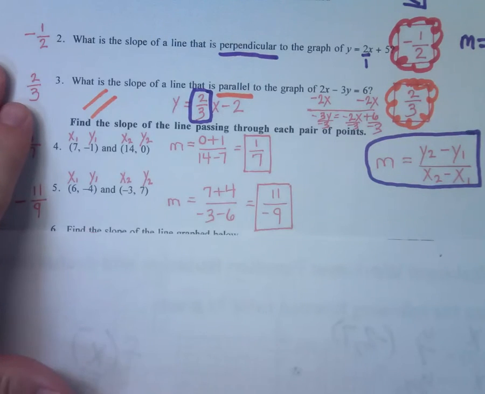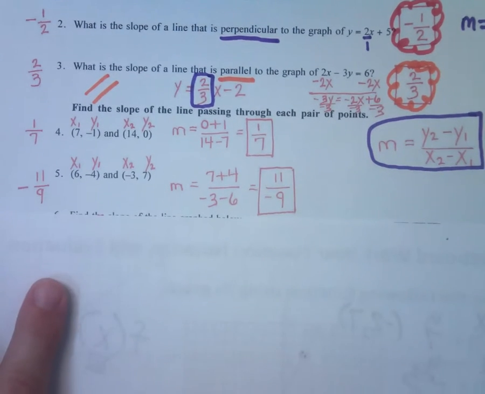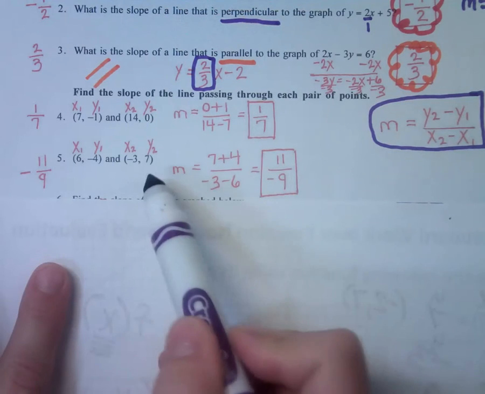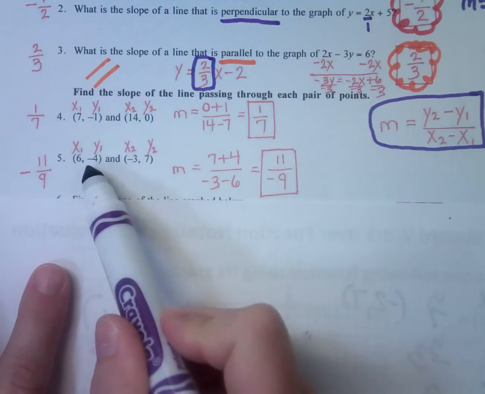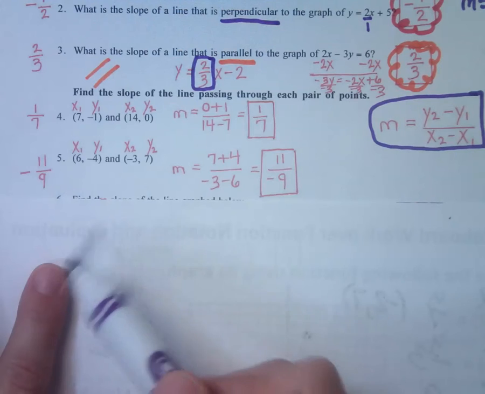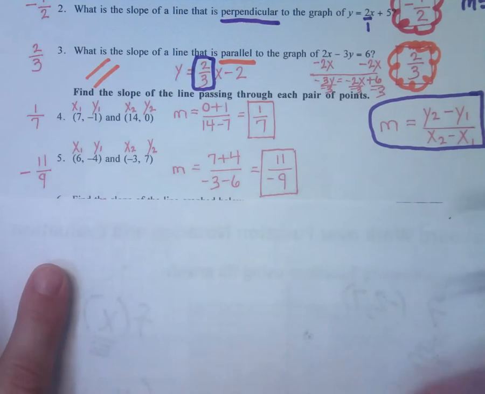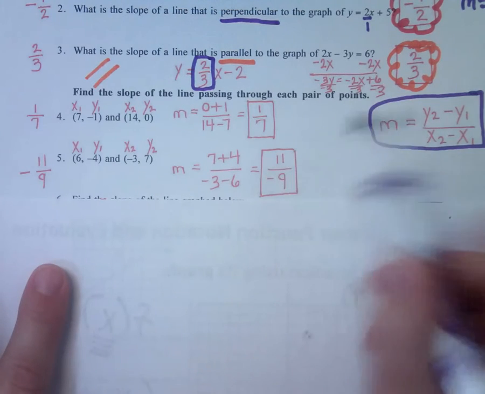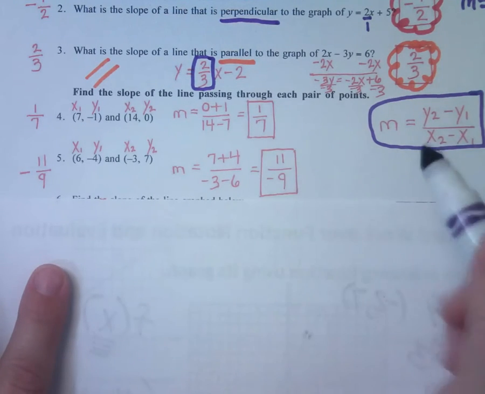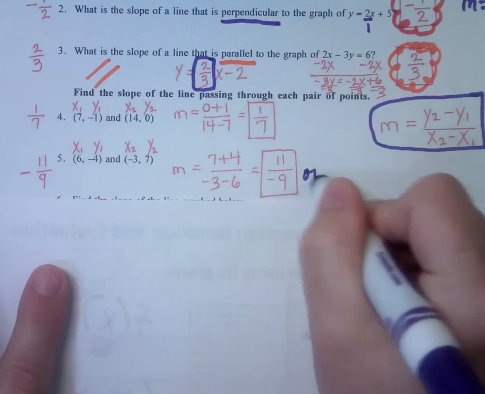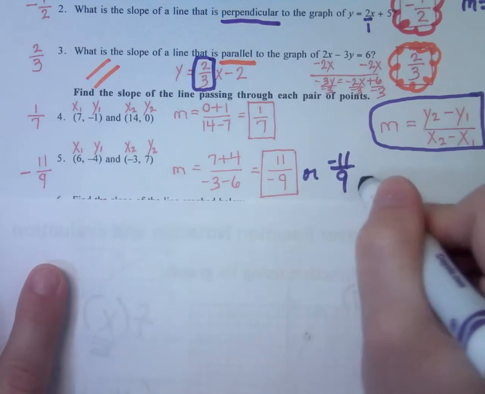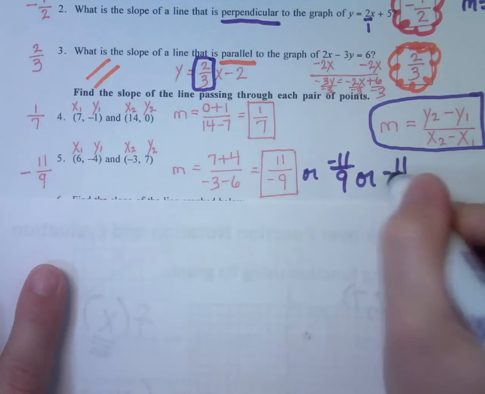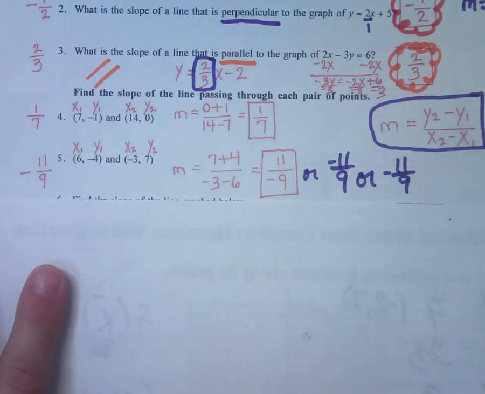Number 5 is just like that. Same formula, finding slope between 2 points. So 7 minus negative 4, which becomes a plus, divided by negative 3 minus 6. And when you work that out, you get 11 over negative 9. But we tend not to leave that negative in the denominator, so you could write that as a negative 11 over 9, or you could write it with the negative out in front. They all three mean the same thing. We just typically don't leave the negative in the denominator.